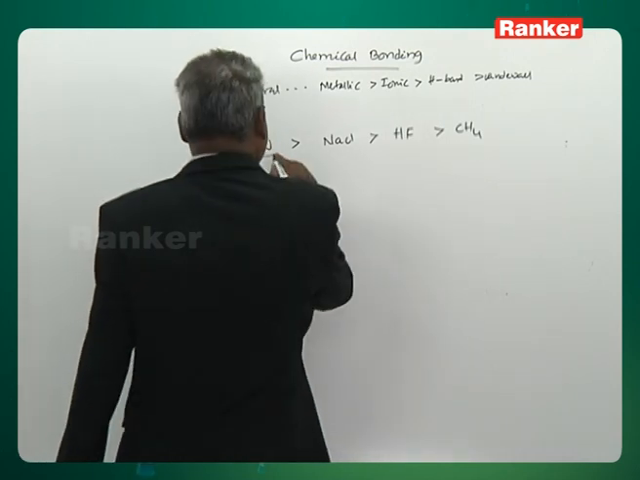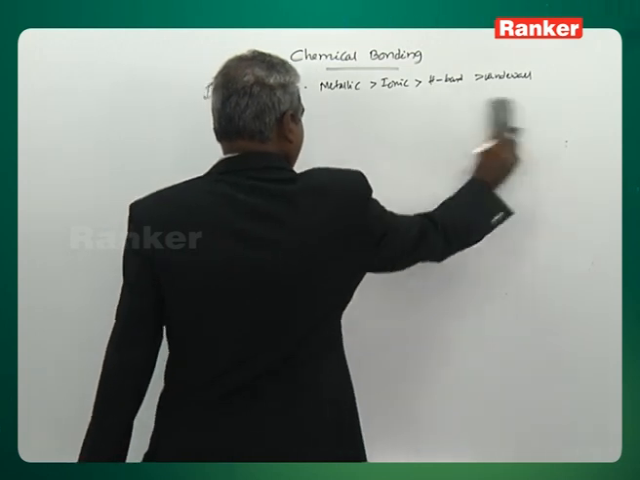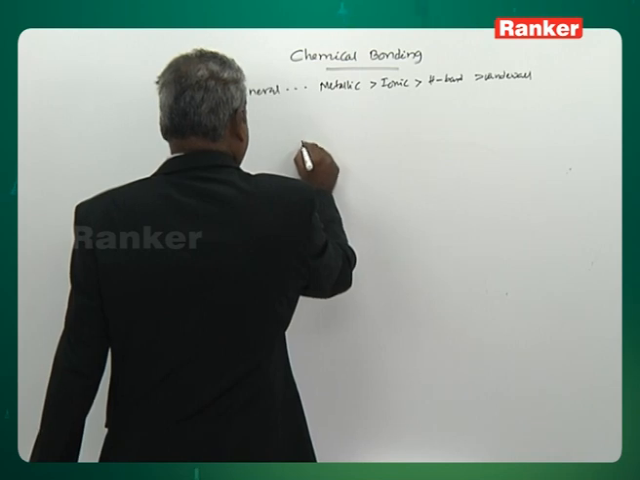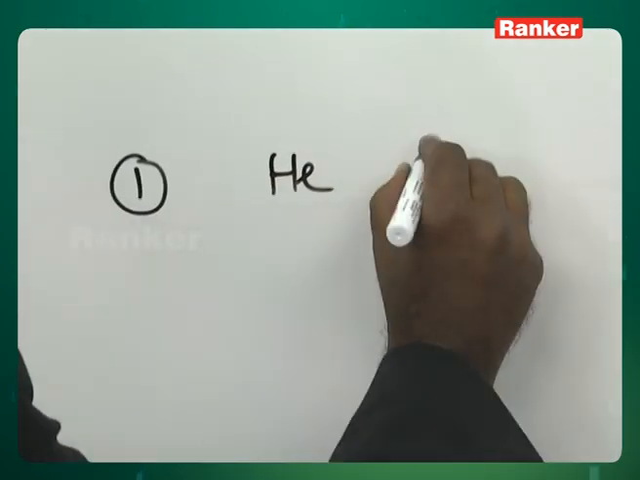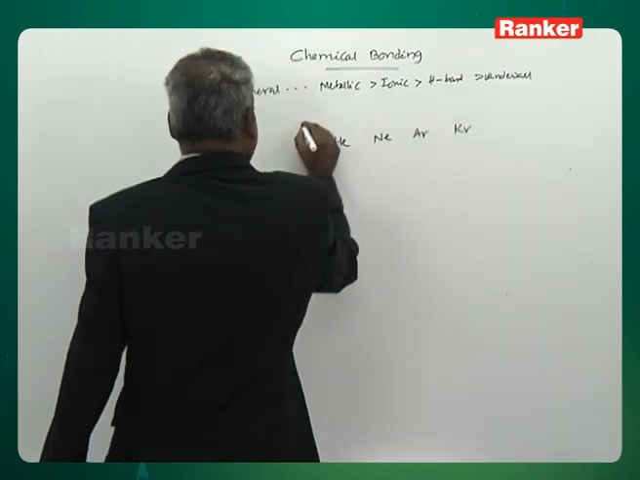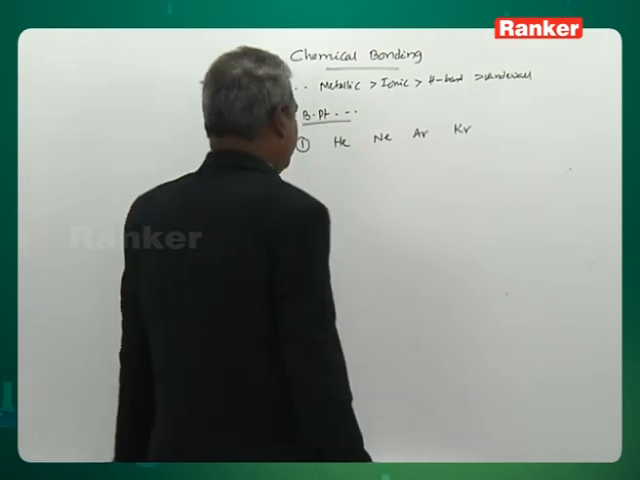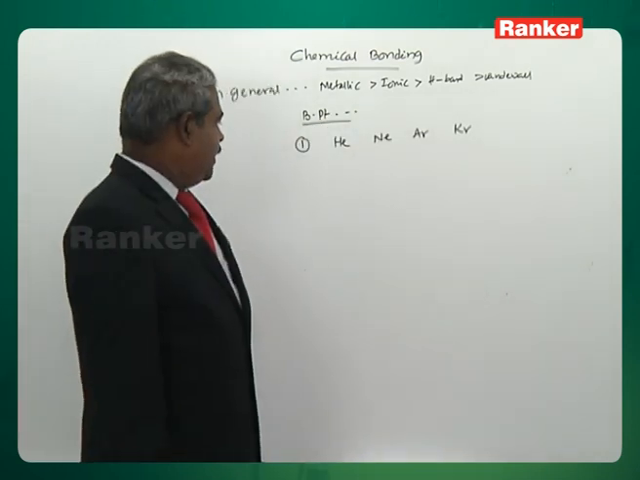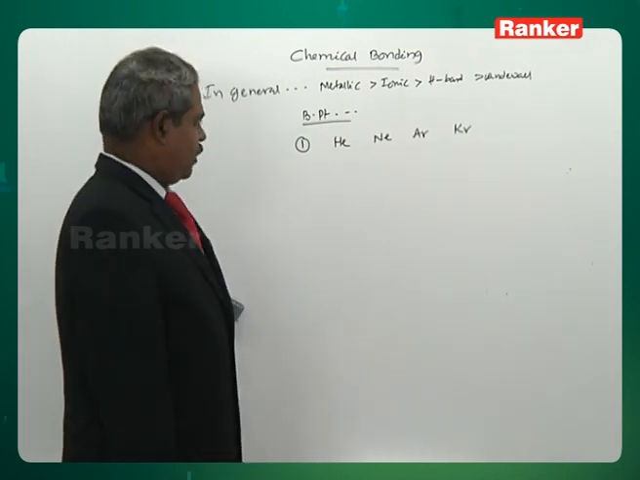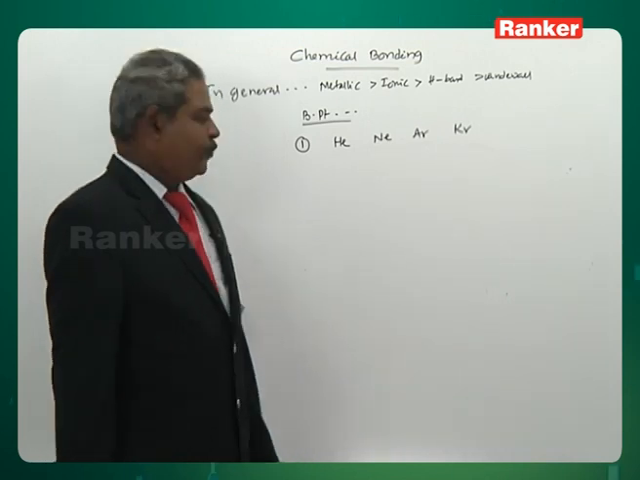Now, tungsten, NaCl, HF, methane. So, if you are asked to compare the boiling points of the same set of elements, look here. Helium, neon, argon, krypton. Boiling points of these. How to compare the boiling points? Helium, neon, argon, krypton. Are they metals? No. How to classify metals? How to find out which are metals? Very simple.